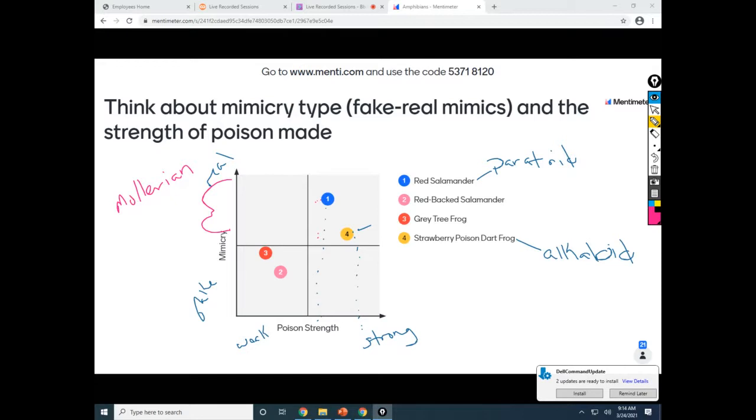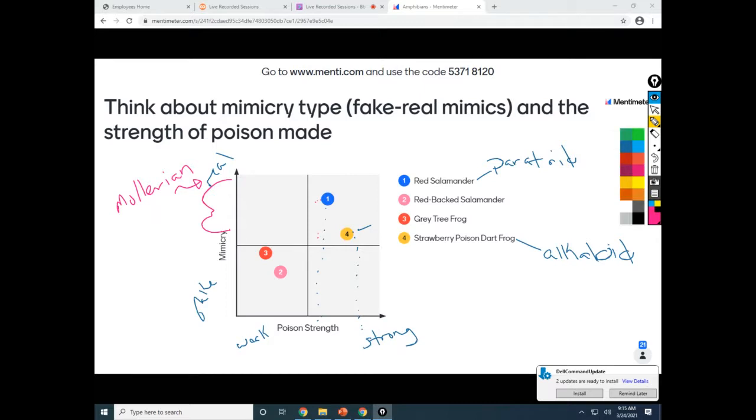Good. Okay, so remember Mullerian mimics. I'm poisonous, you're poisonous, so we're both dangerous and we're both going to look alike, so we can train our predators to just stay away from us. So it's the real mimics. We definitely nailed our 1 and 4 organisms. They're definitely in the correct quadrant.